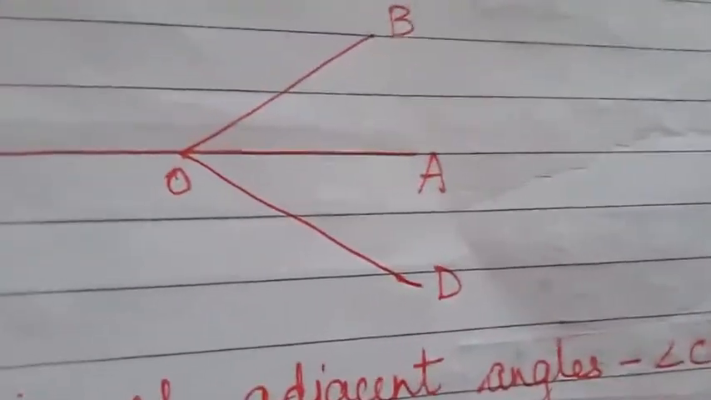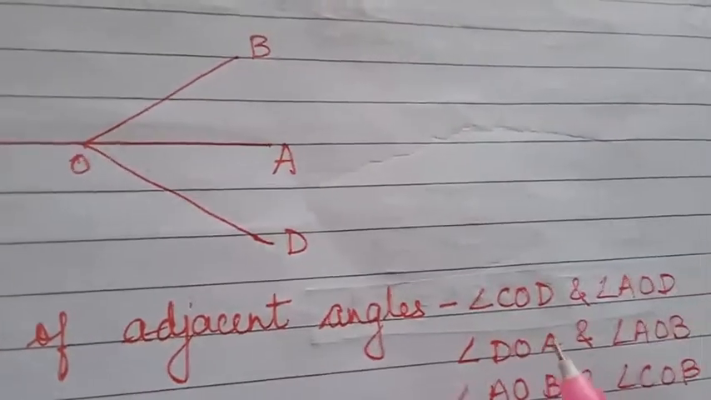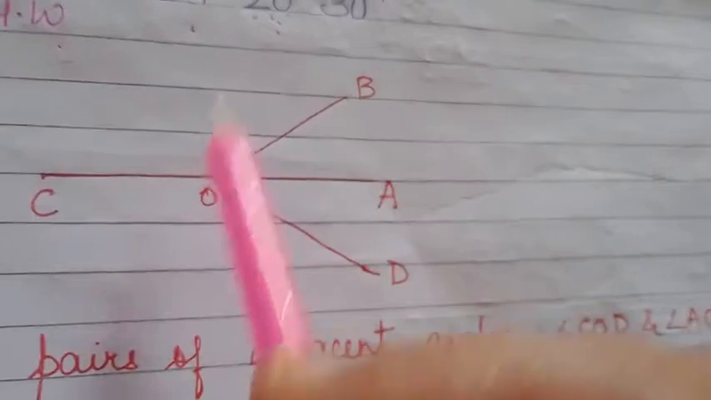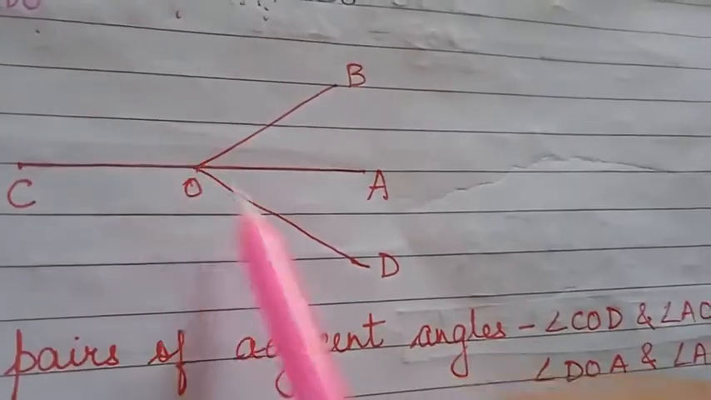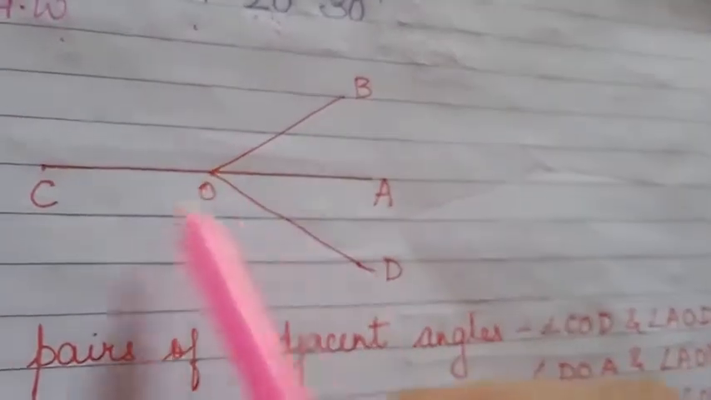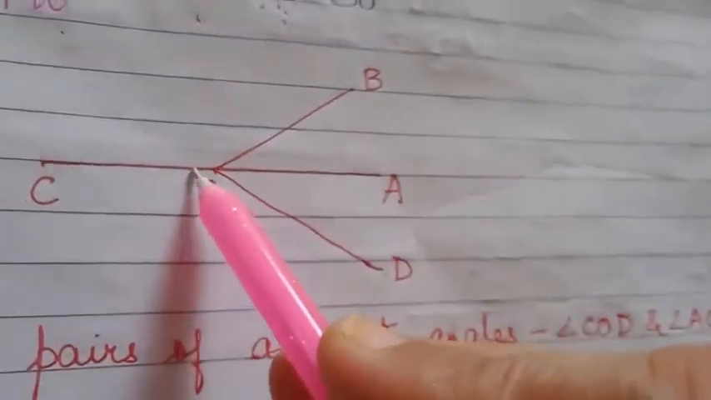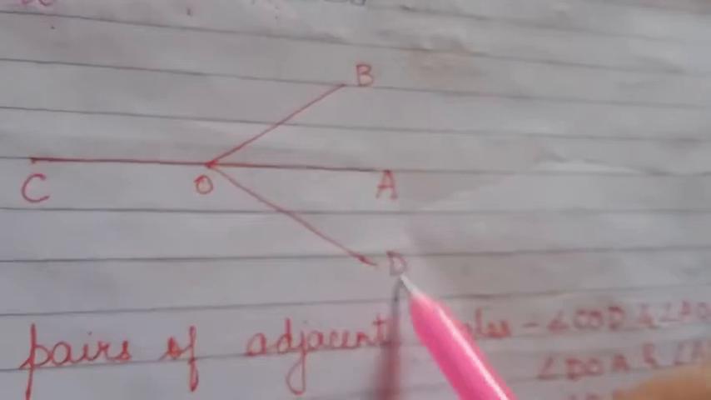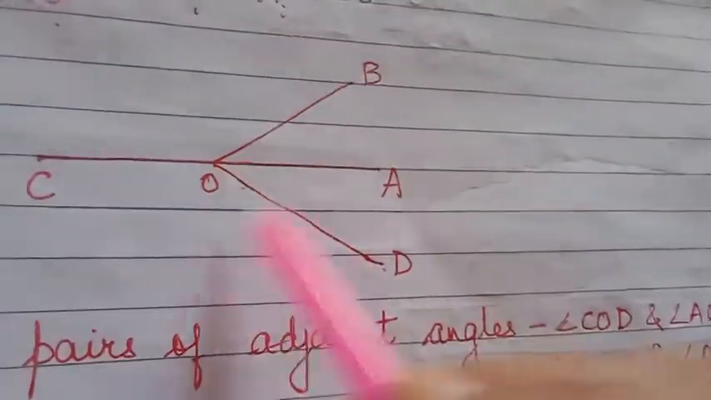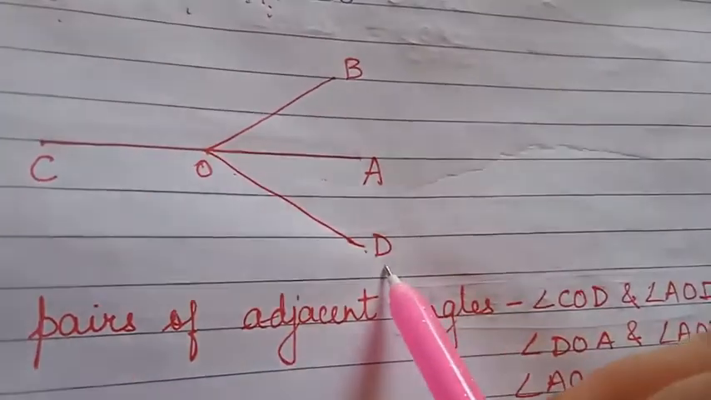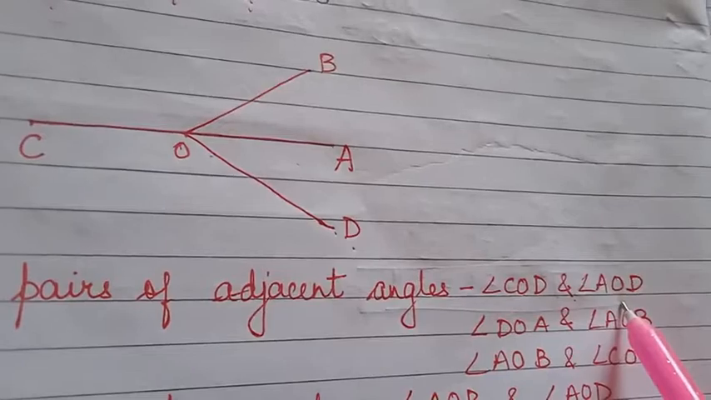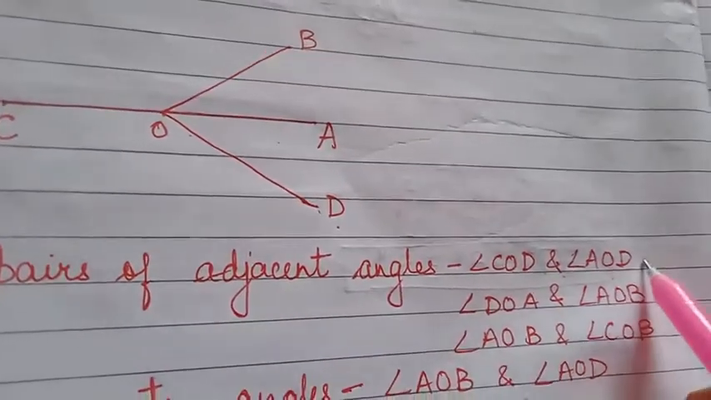Adjacent angles are the angles which share one common vertex and one common arm. So let us see angle COD and angle AOD. Angle COD means this angle and angle AOD means this angle. So these two angles are sharing the OD arm. So we say that angle COD and angle AOD are adjacent angles. This is the first pair.